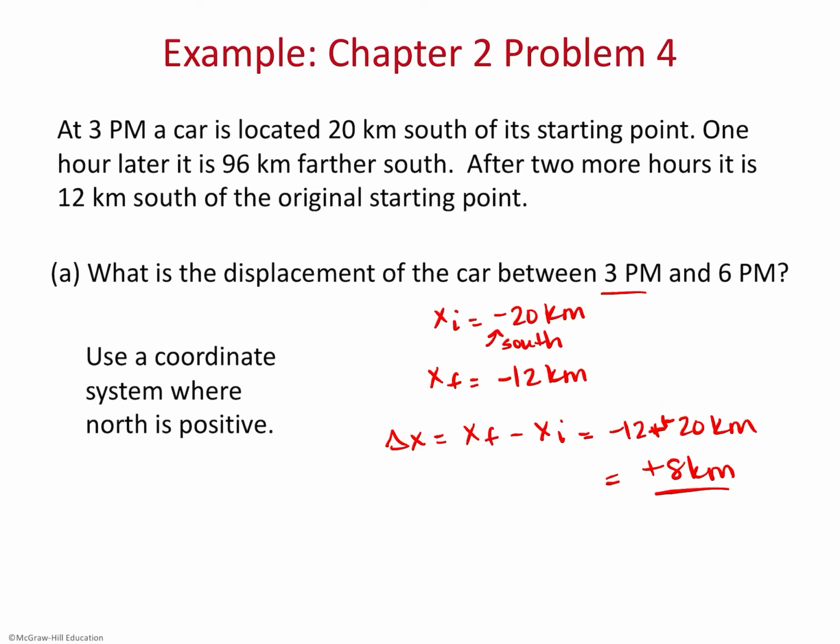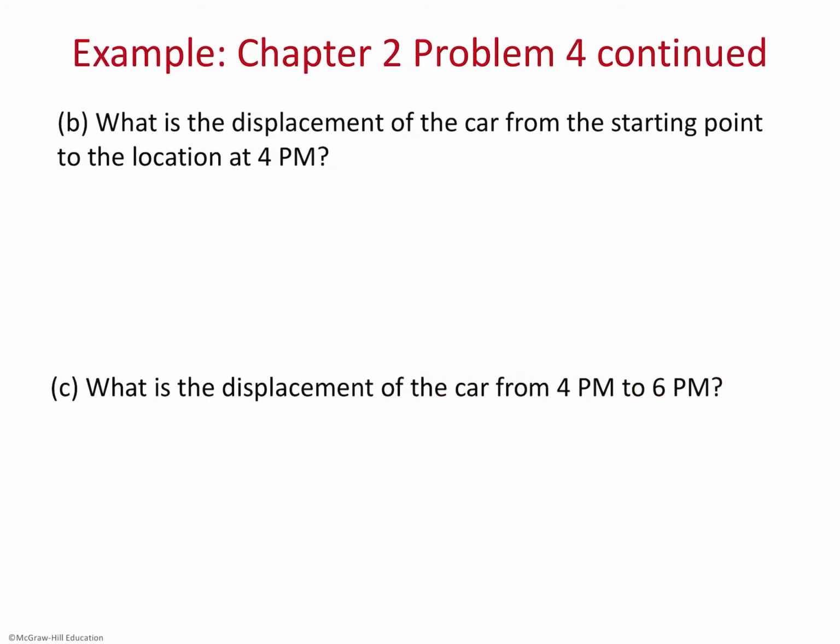Okay, on part B, this is what's the displacement of the car from the starting point to the location at 4 p.m. The starting point is just 0. That's just your initial position, or that's the origin. The final position is 96 south. So it's just negative 96 kilometers.